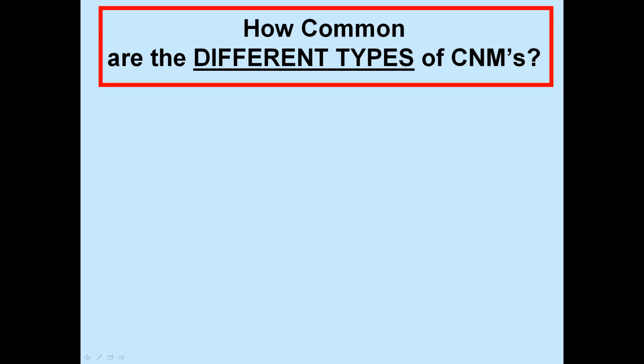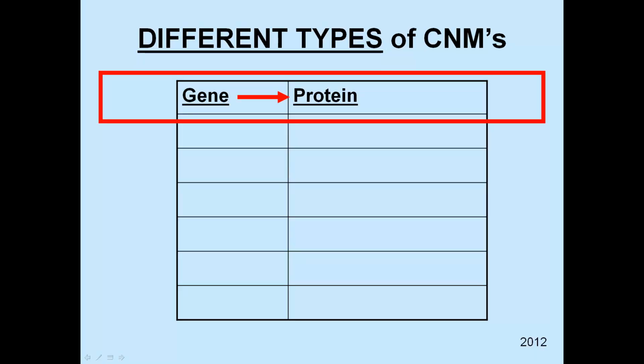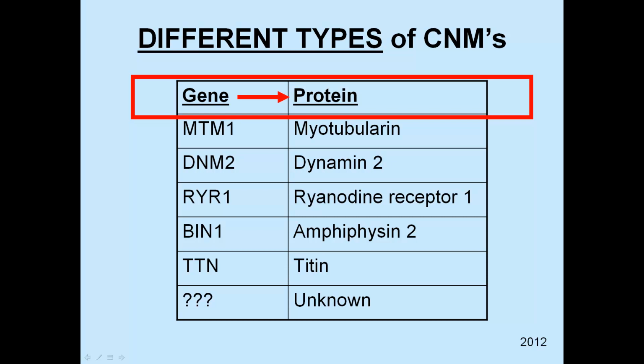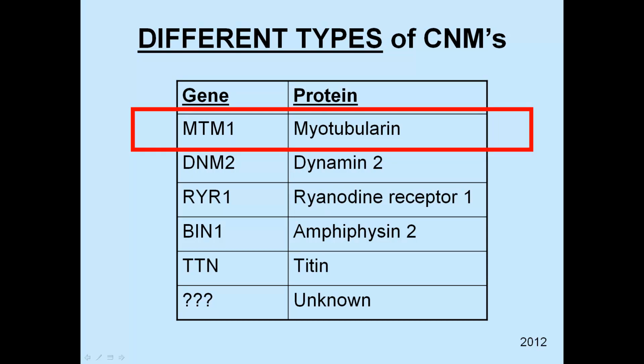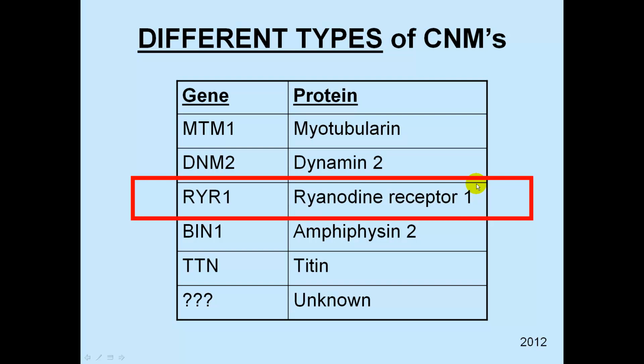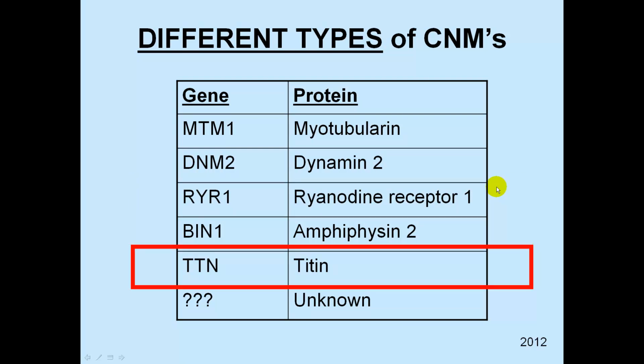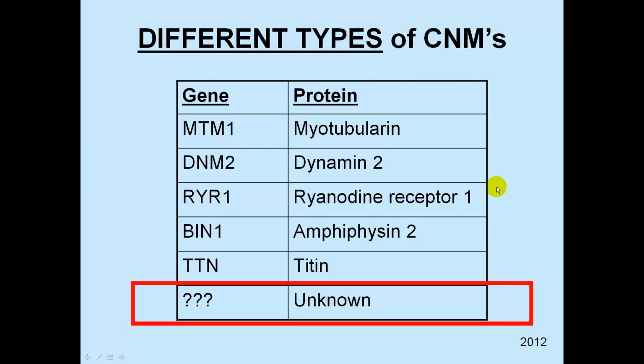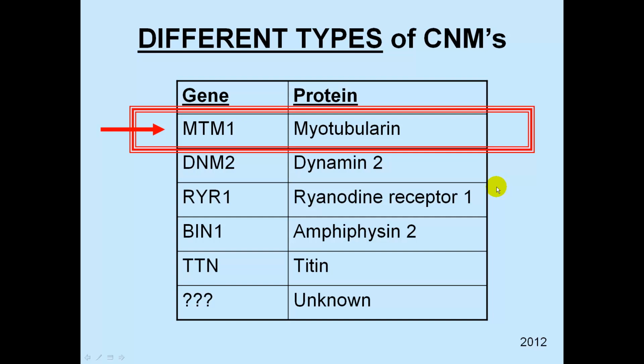So I make the point about distinguishing between the different types of centronuclear myopathies because there are different genetic abnormalities causing different abnormal or dysfunctional proteins that can cause centronuclear myopathy. And I've made a quick table here just to quickly review different genes causing different problems with different proteins. Each of these that I've listed here can cause centronuclear myopathy, and still others are unknown.